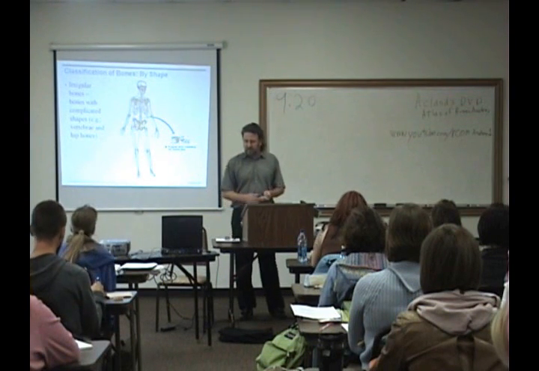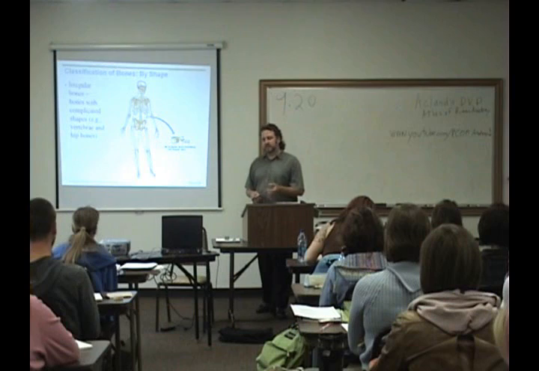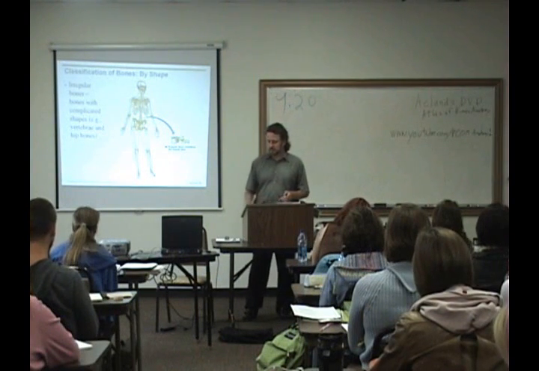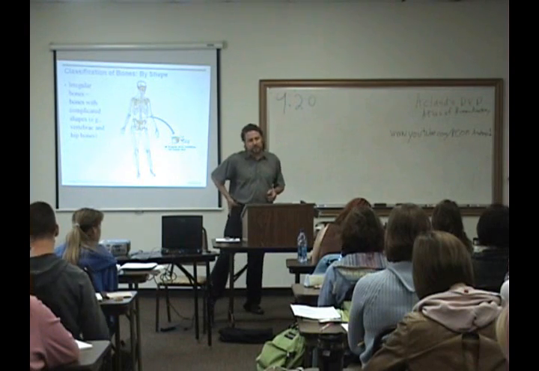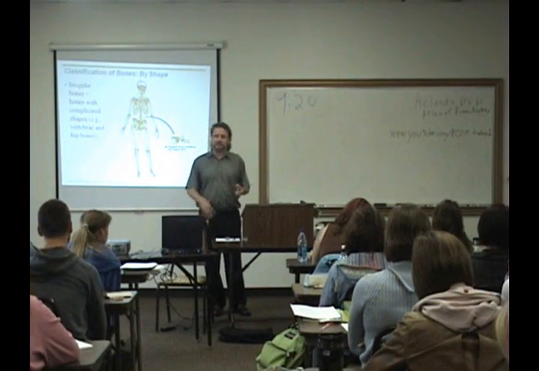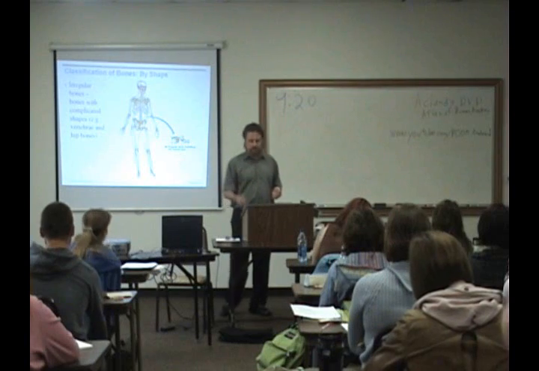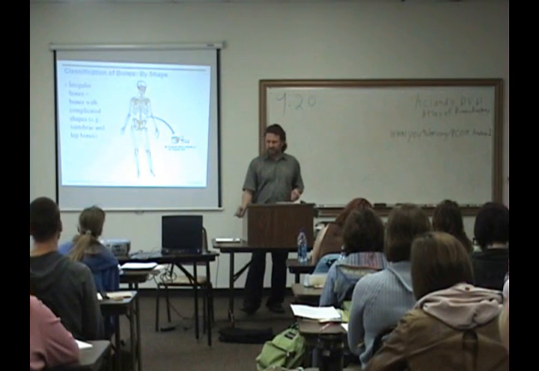So then you have irregular bones with complicated shape, like the vertebral bone or the vertebra. With the hip bones, in the proximal part in the hip, you have the greater trochanter, lesser trochanter, the femoral head, different things like that.